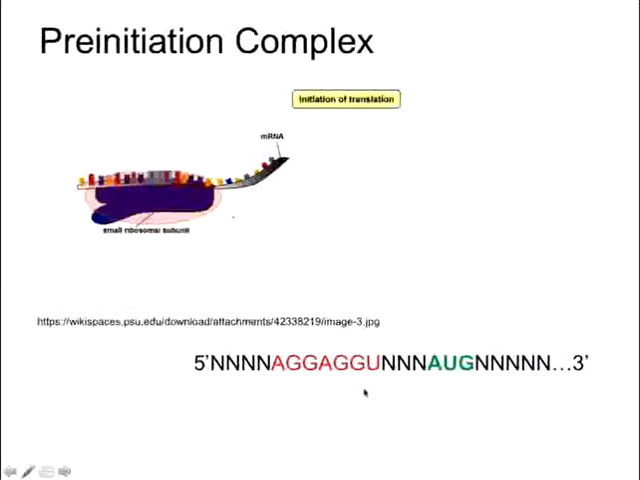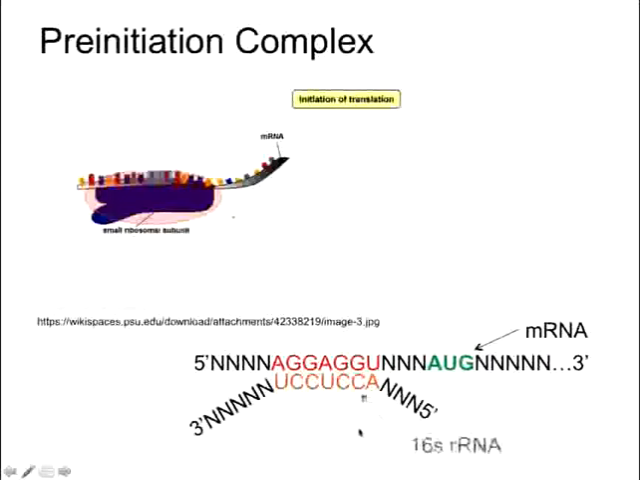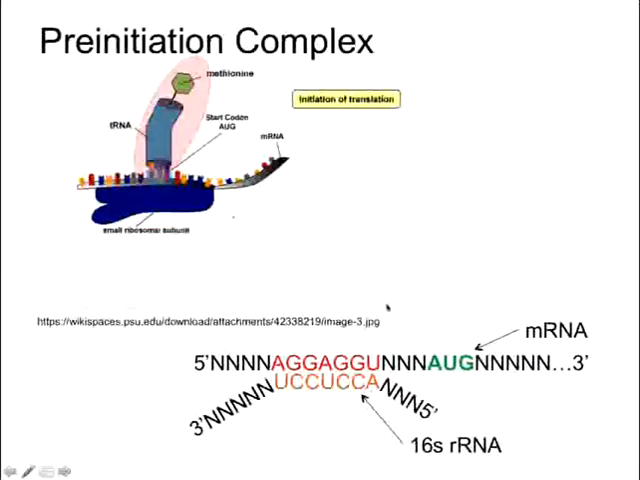This is called the Shine-Dalgarno sequence, and that's only found on messenger RNA. Its job is to interact with the small subunit's ribosomal RNA, specifically the 16S ribosomal RNA of the small subunit, and you can see how we'd have base pairs occurring in this anti-parallel configuration. So that's what loads the small subunit onto the messenger RNA.